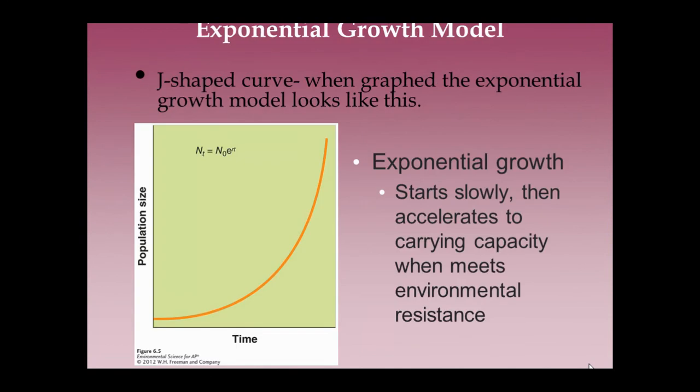Under ideal conditions, the future size of the population depends on the current size of the population, the intrinsic growth rate of the population, and the amount of time over which the population grows. The exponential growth model describes a continuously increasing population that grows at a fixed rate.